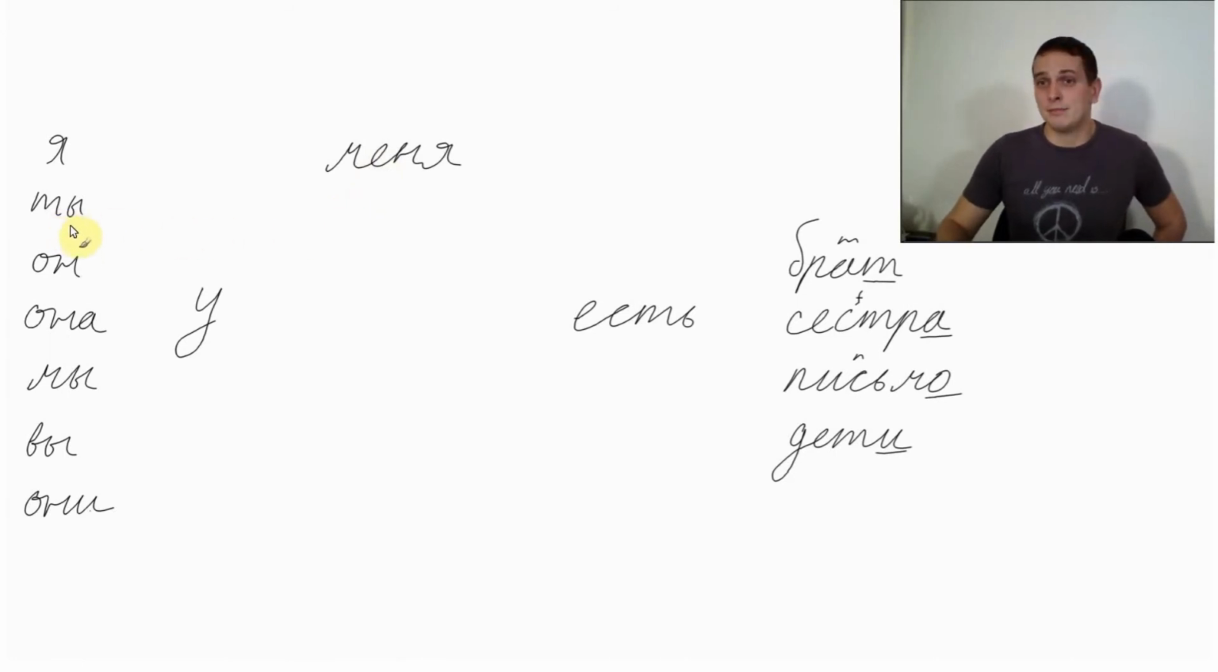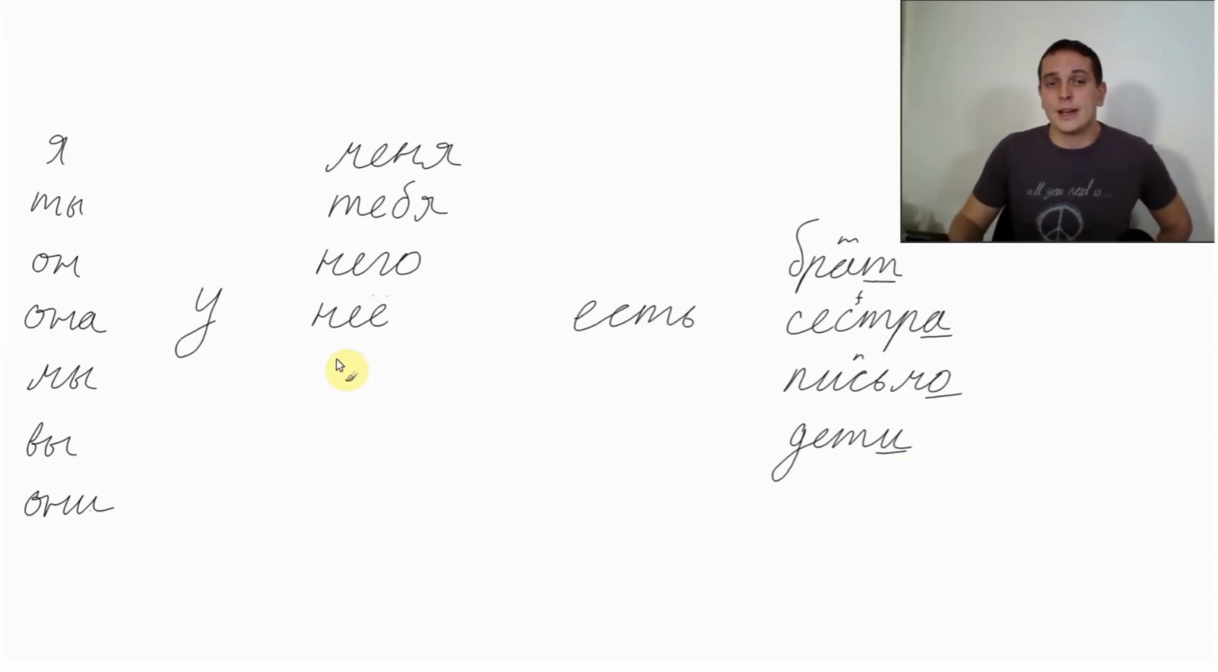What will happen with ты? У тебя. Тебя. At yours. So you, at yours, there is brother. У тебя есть брат. У тебя есть сестра. У тебя есть письмо. Он, у него. Него. Again, written него, pronounced нево. У него есть брат. У него есть сестра. Её: у неё. At hers there is brother. У неё есть брат. У неё есть дети. She's got children. At hers there are children.